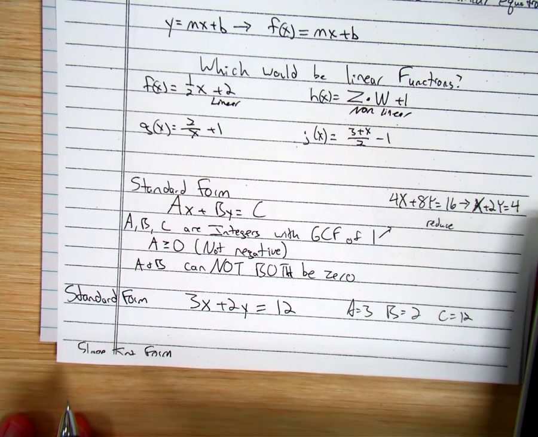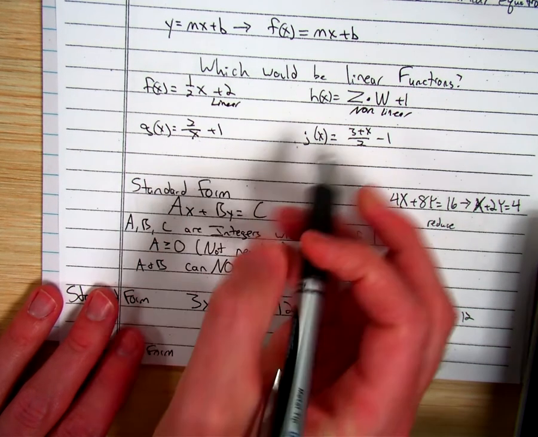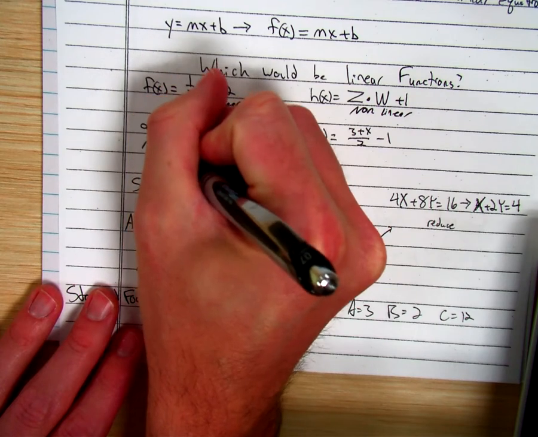What about 2 over x plus 1? This one's a no-go here as well. X is on the bottom. That's a no-no. Non-linear.